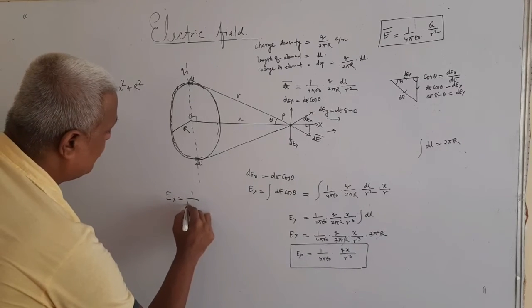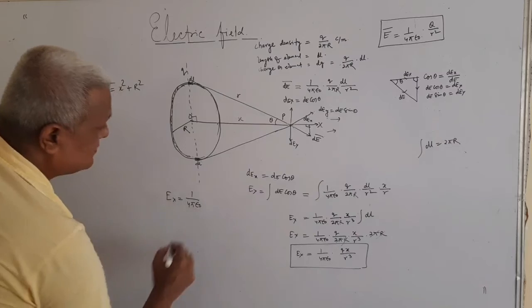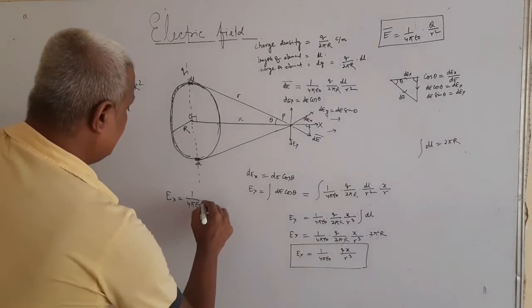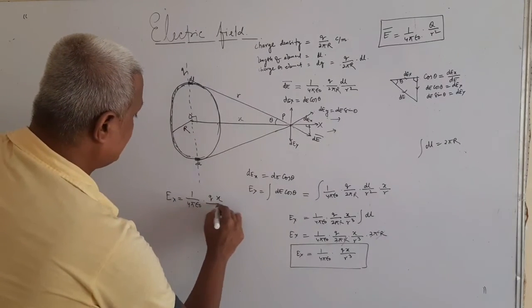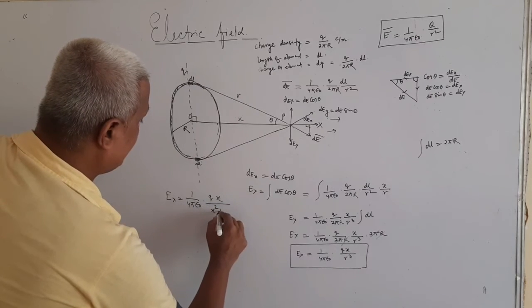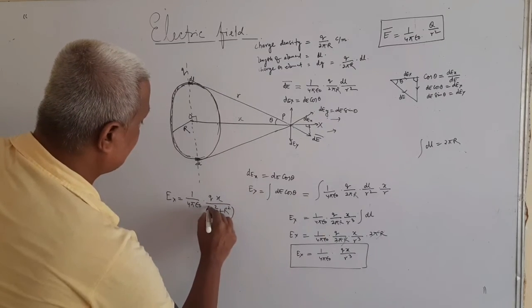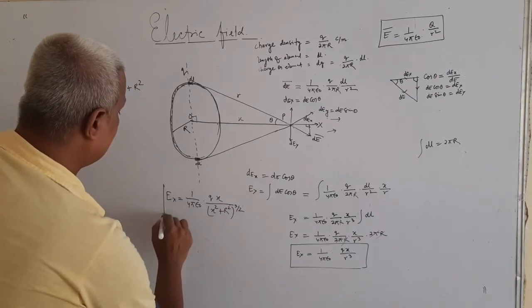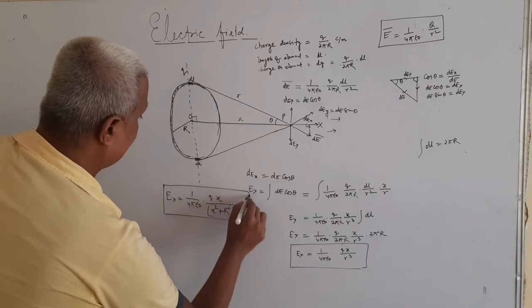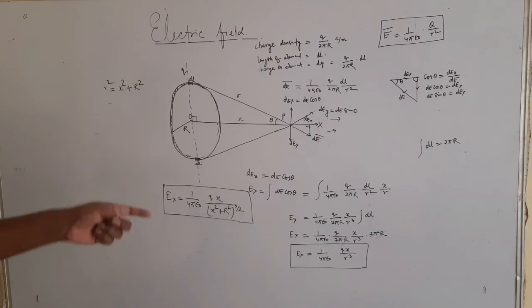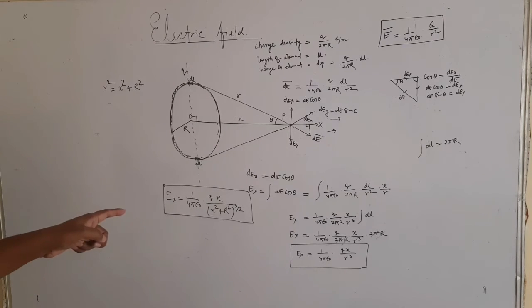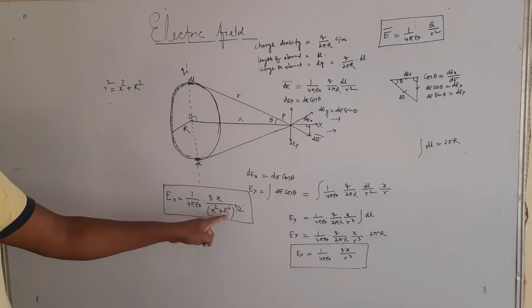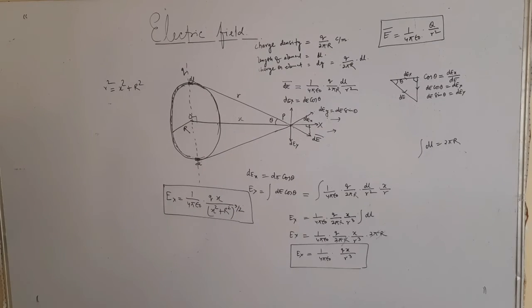equal to 1 over 4 pi epsilon naught Qx upon x square plus R square whole to the power 3 by 2. Okay, so this is your final answer, that Ex is 1 upon 4 pi epsilon naught Qx upon x square plus R square to the power 3 by 2. Okay, so now I think it's clear.